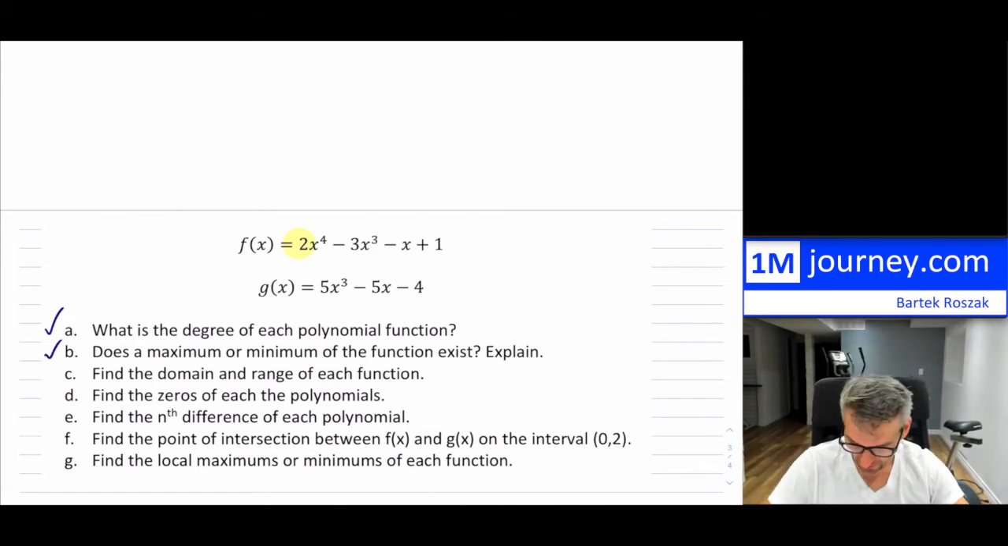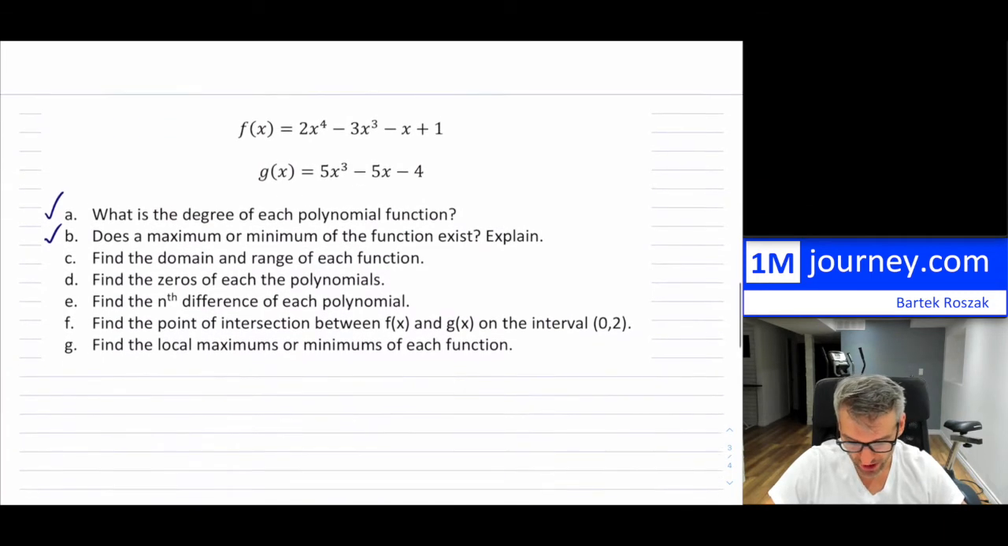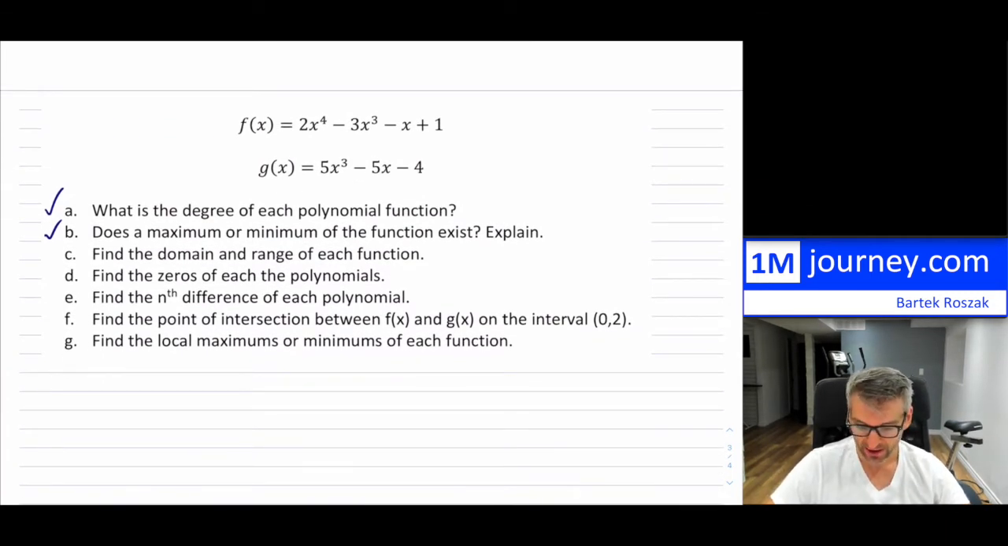Part C, find the domain and range of each function. This will depend on whether your teachers allow you to utilize some graphing tools or not. I would assume they might give you some hint or something like that. We're going to try to graph this out and see what happens. In grade 11, until you understand a little bit of calculus and derivatives, you know about slopes. But if you do know calculus and derivatives, this question actually wouldn't be that bad.